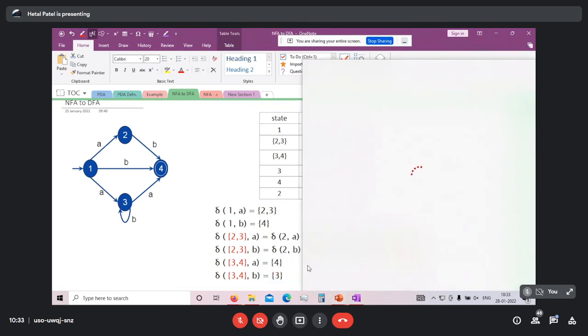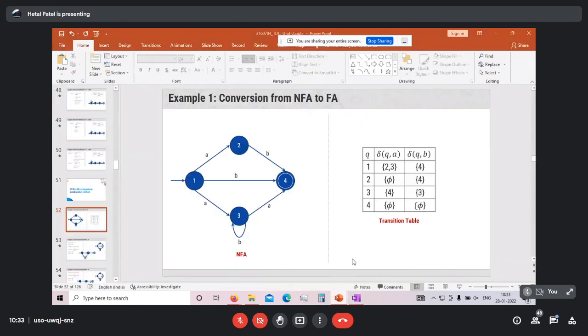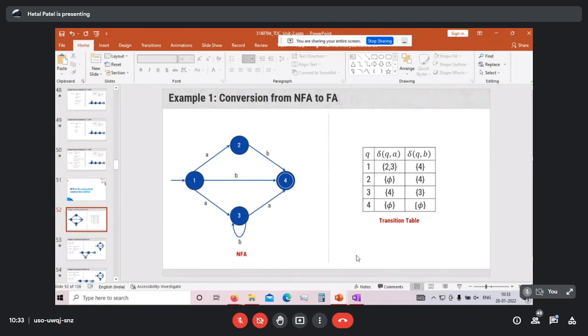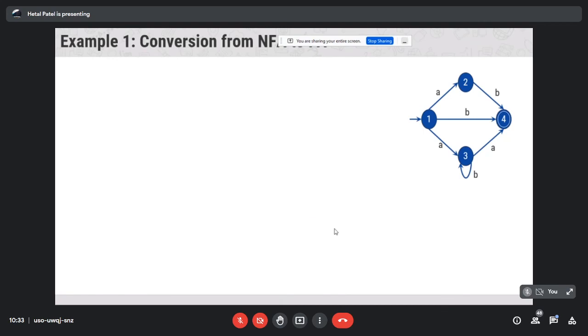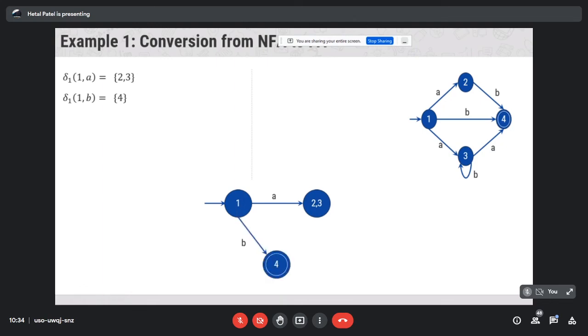So the final automata. Sorry, we'll be having the final one. Look at it properly. This is your final finite automata, not NFA, sorry. This is the way you have to draw as you are constructing your finite automata. So this is 1, the initial state. With input symbol A, we are reaching to the new state which is a merge of 2, 3, right? With B we are reaching to the state 4.